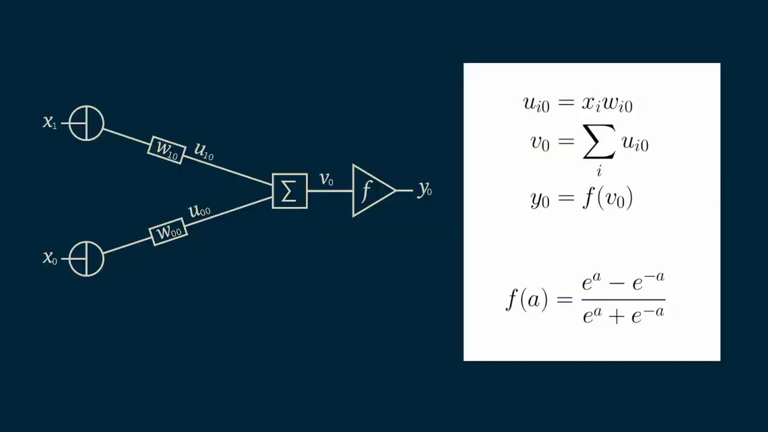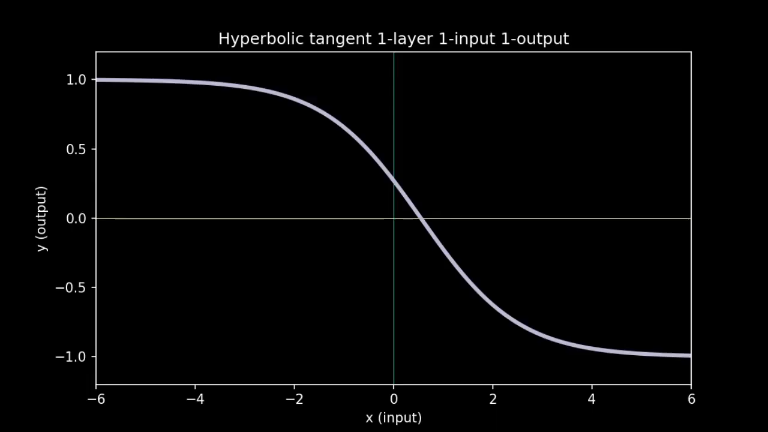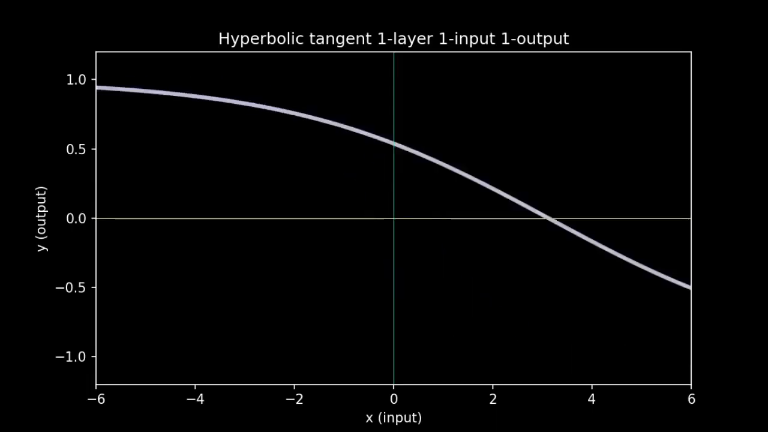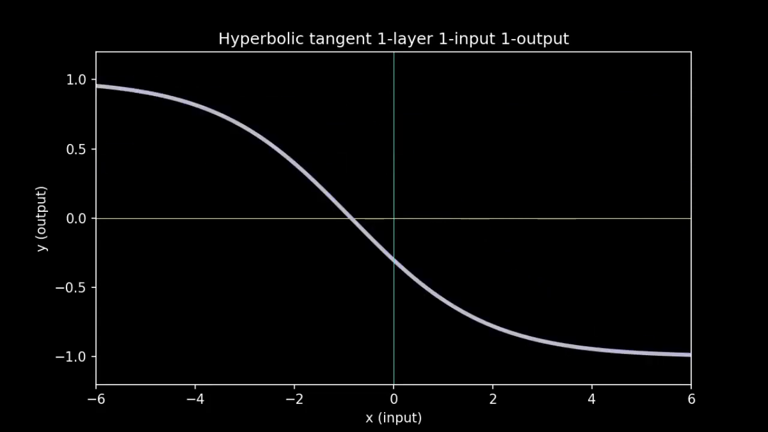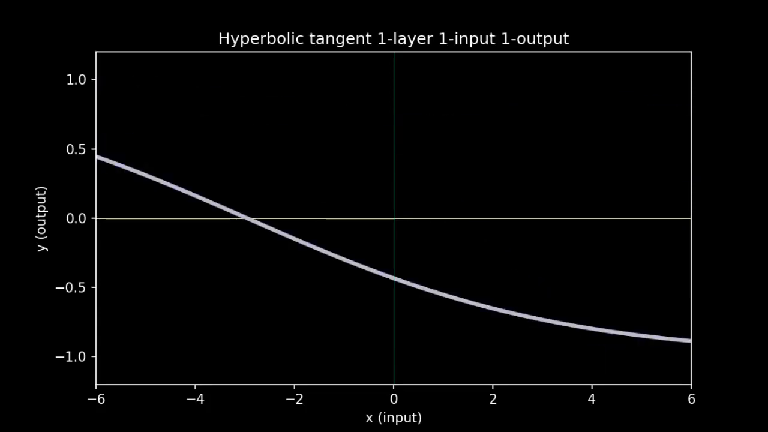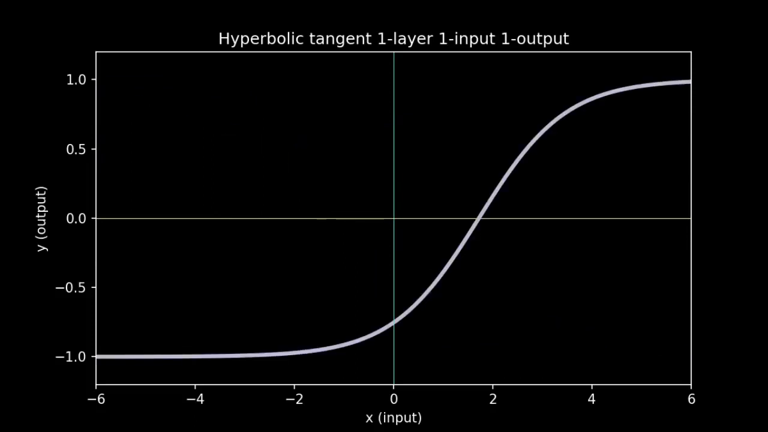Another popular nonlinear function is the hyperbolic tangent. It's closely related to the logistic function and can be written in a very symmetric way. We can see when we choose some random weights and look at examples that hyperbolic tangent curves look just like logistic curves, except that they vary between -1 and +1.